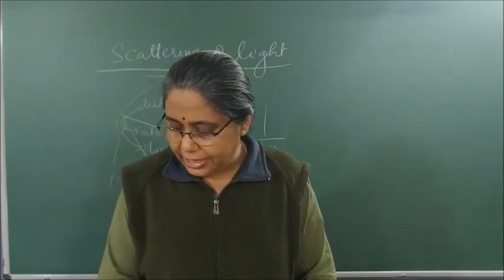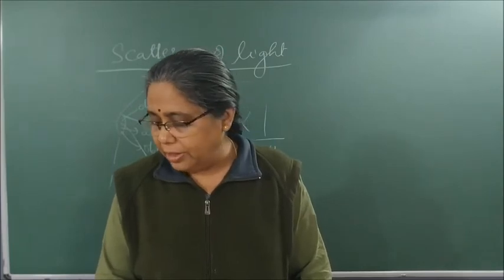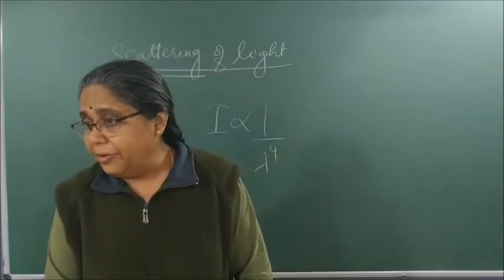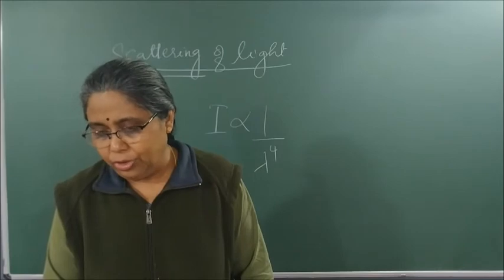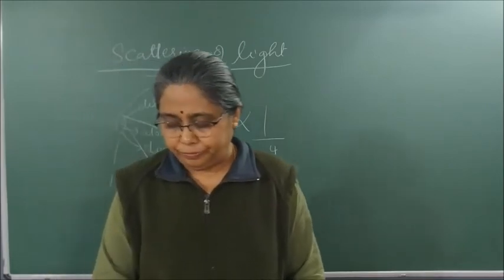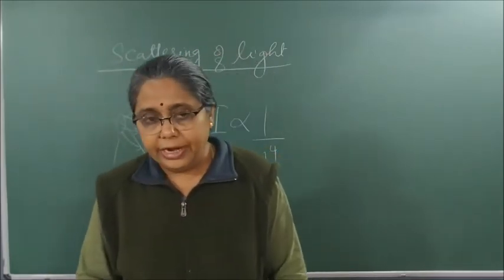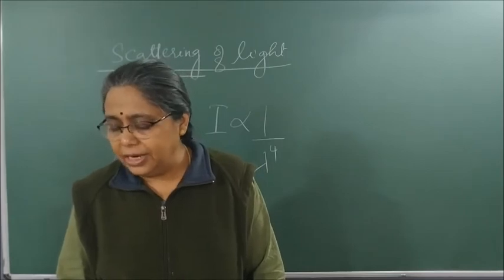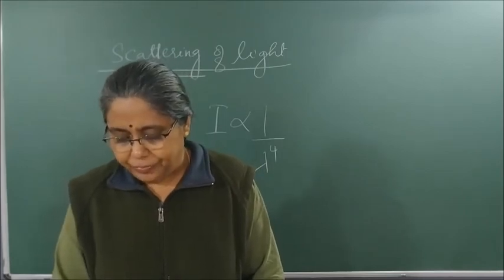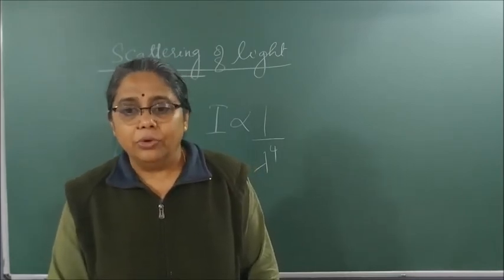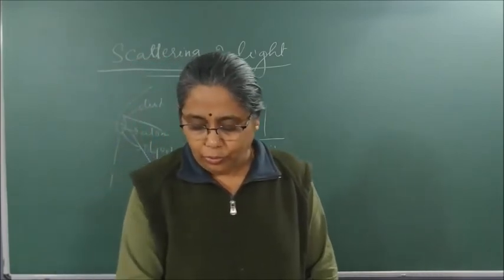So figure 11.11 is important. Figure 11.12 is also important. You have to draw that for the red color of the sky at sunrise and sunset. Okay, you just follow the diagram along with me.